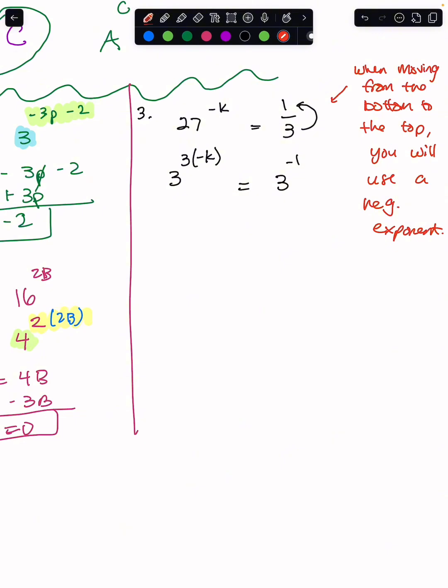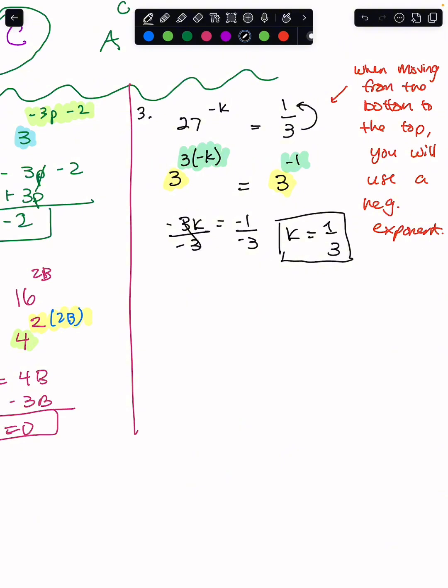Okay? So now that both of these are the same, that means I can set this one equal to that one. So let's go back. I got negative 3k equals negative 1. I'm going to divide both sides by negative 3 so I can get k by itself. And my k is going to be equal to a positive 1/3. Okay?